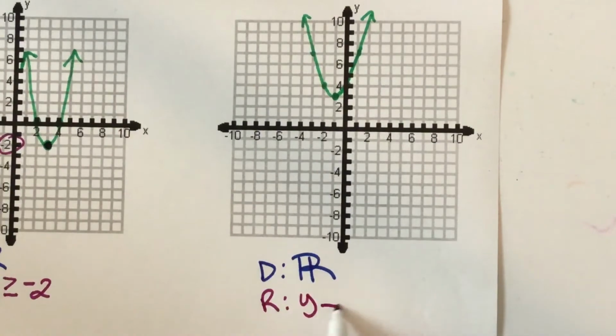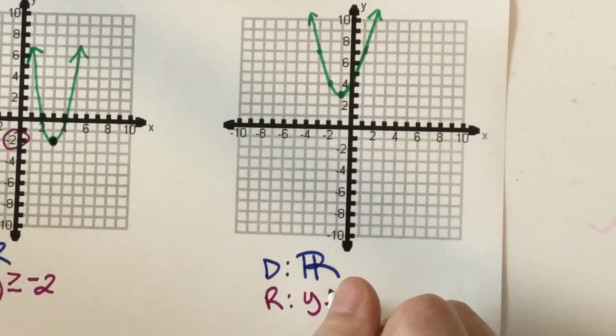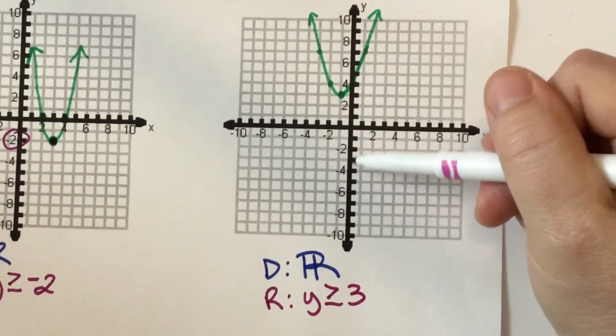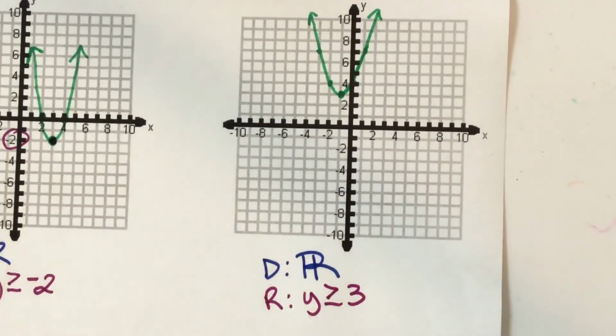So my y starts off equaling a 3, and as the graph goes up, the y's get greater, because that's what happens on the y-axis as you go up. The y's get greater. Okay, let's look at some parabolas that open down.